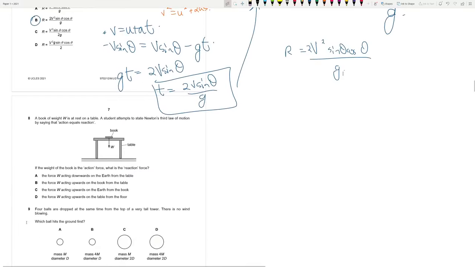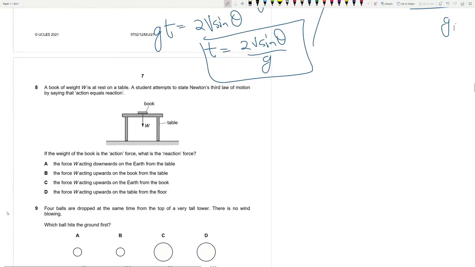So for number 8, a box of weight W is at rest on a table. A student attempts to state Newton's third law of motion by saying that action equals reaction. Okay, this is a trick question. Basically, you need to understand that according to Newton's third law, pair forces must be of the same type. The weight of the book is the action force. What is the reaction force?